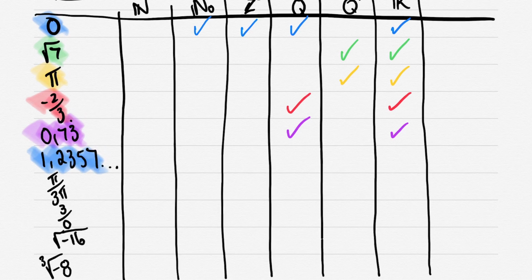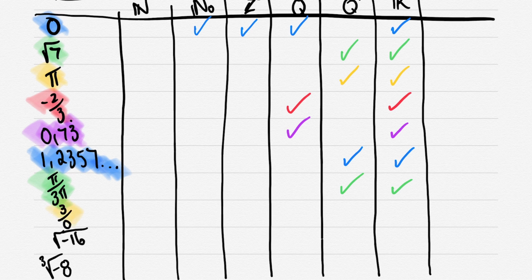Now we've got 1.2357 with the 3 dots, meaning that it's continually repeating itself. It's real and it's non-terminating. If it's non-terminating, it can't be any of the other 4 to the left of it. So now we've got pi over 3 pi. The pi and pi cancel, leaving us 1 over 3. Now, is 1 over 3 a real number? Definitely is. Is it irrational? Yeah. So if it's irrational, it can't be any of the 4 to the left of it.